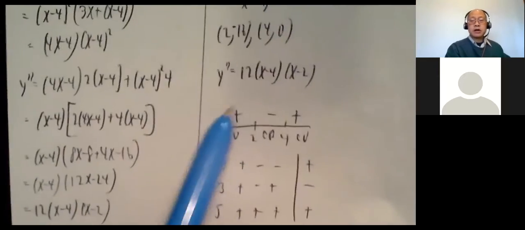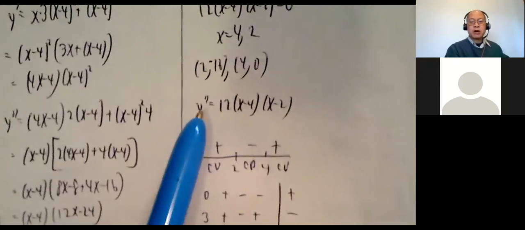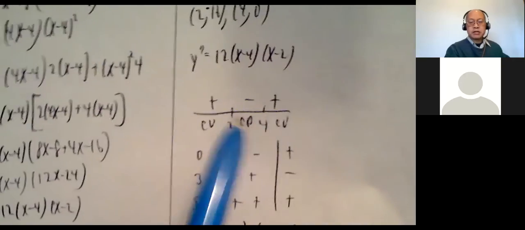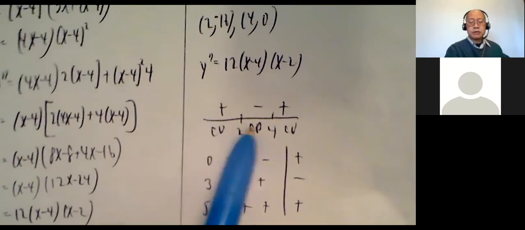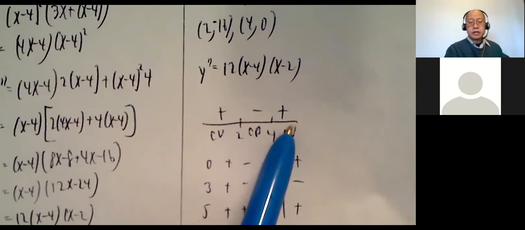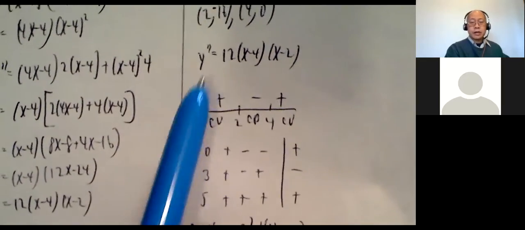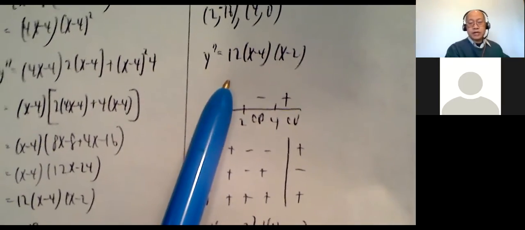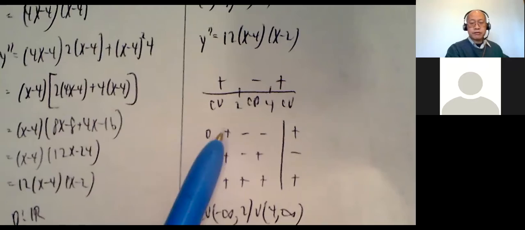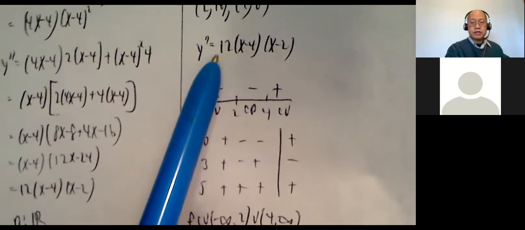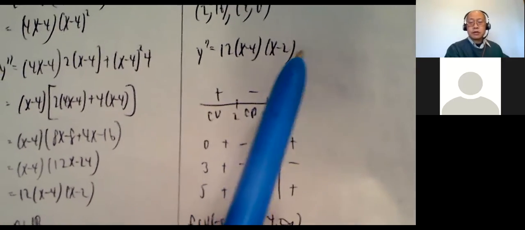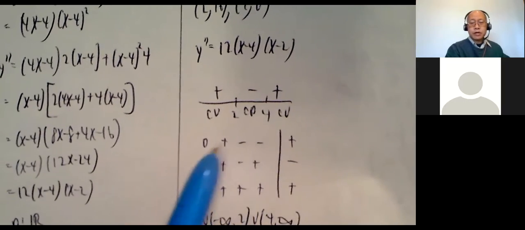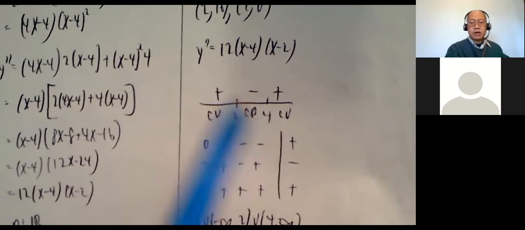All right, sign chart for the second derivative: 12, x minus 4, x minus 2. Put down the 2, put down the 4. Pick something here like 0. Something in the middle, 3. Something over here, 5. Okay. Again, 12 is always positive. I mean, 12 is a positive number. So these three pluses, plus, plus, plus, reflect the 12. Okay, now 0. 0 minus 4 is negative. 0 minus 2 is negative. So positive times negative times negative, positive.